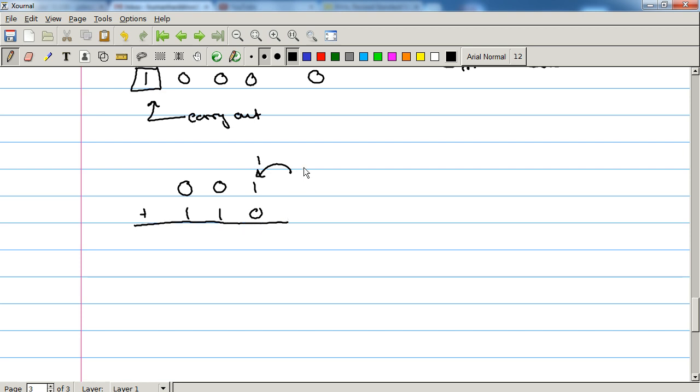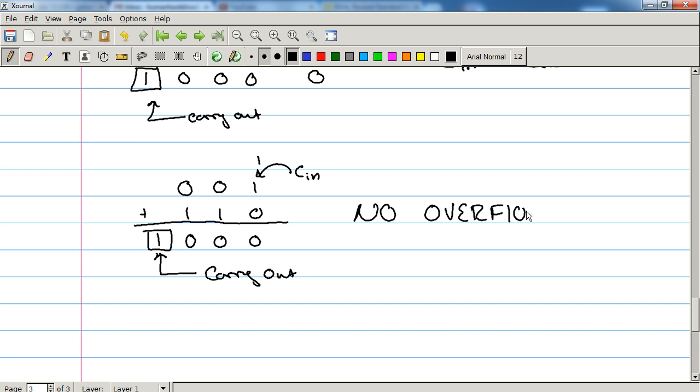Now if we do this, so this is C in. If we do the process, we get 0, 0, 0, 1 with a carry out. But because carry in and carry out both equal 1, this is no overflow. If this was an overflow, it wouldn't make any sense. We've now added a bit that shouldn't be there. When we set a 2's complement, we essentially set a cap to the max number you can have. Adding an extra bit throws a bit of a wrench into our counting system. So what we have to say is, no, this carry out isn't an overflow.